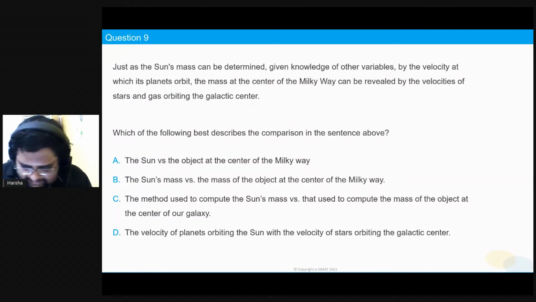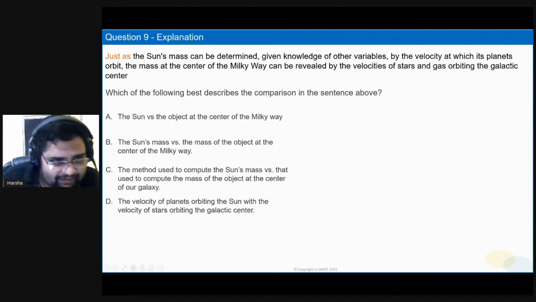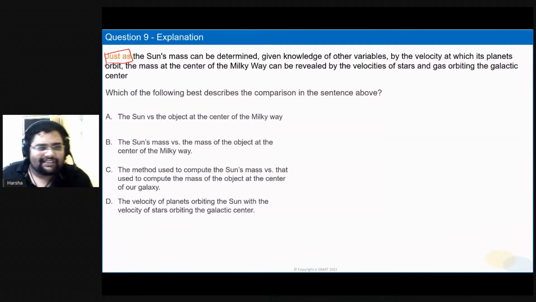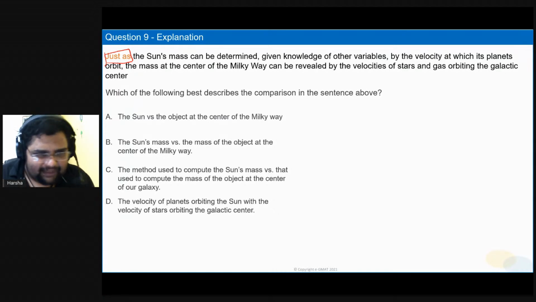So what is the real keyword here? What is that important word here? Most of you should have got it. There is this sneaky little word: just as. Just as the sun's mass can be determined given knowledge of other variables, similarly, something else can be determined. So, again, this is also an example of a comparison keyword.